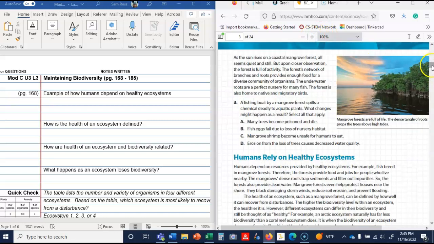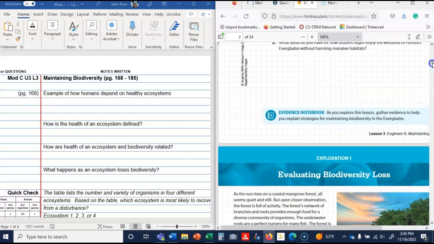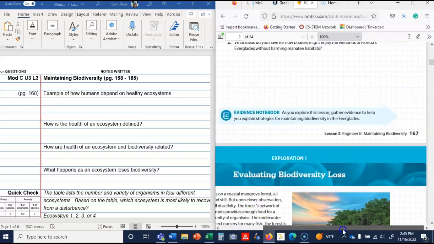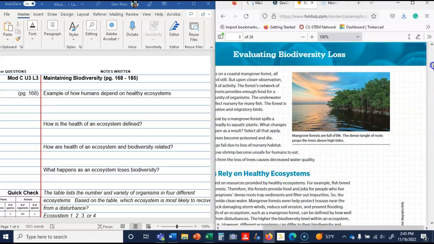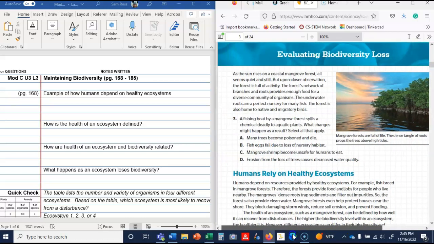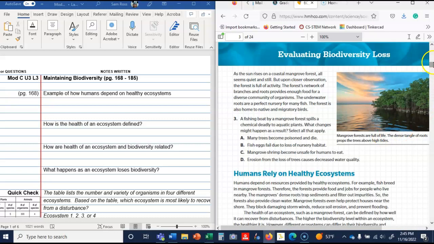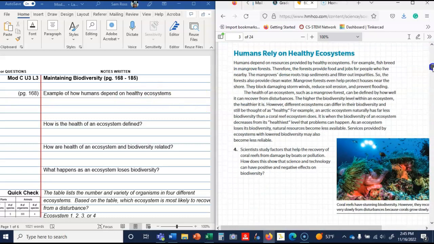Let's see what page this is. This is page 167, and we start on 168. So it says, example of how humans depend on healthy ecosystems. That's going to be right here. Humans depend on resources provided by healthy ecosystems.